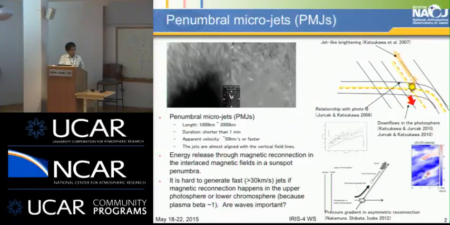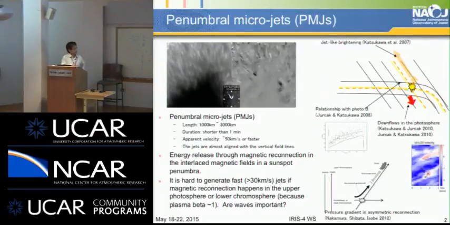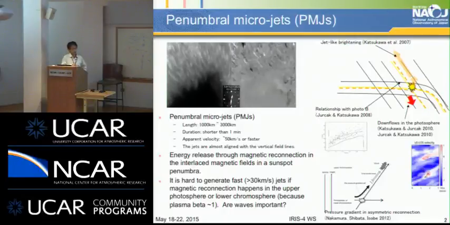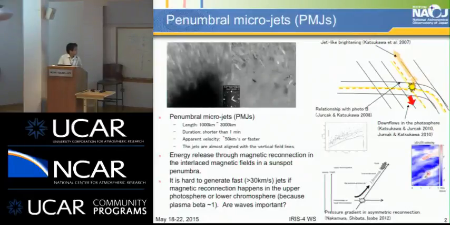So this is why we speculate that magnetic reconnection happens somewhere above the upper photosphere or in the lower chromosphere. It makes an upward jet seen in the chromospheric lines, and in the photosphere we can see downflow associated with the brightening. So this is our current interpretation.